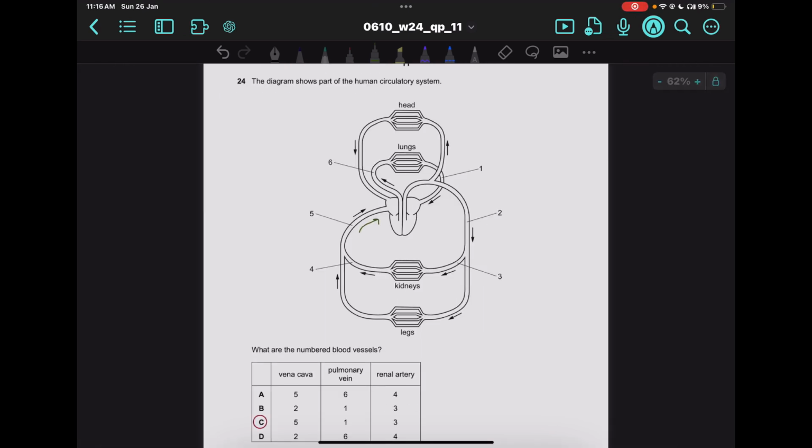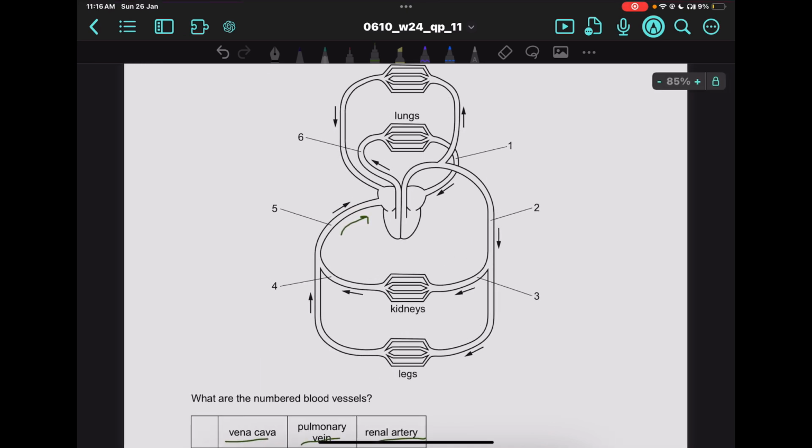The diagram shows part of the human circulatory system. What are the numbered blood vessels? They're asking about three blood vessels: vena cava, pulmonary vein, and renal artery. The vena cava is the vein that collects deoxygenated blood from around the body and takes it back to the heart. So it is going to be indicated by number 5 because it is going to the heart over here. So this is the vena cava.